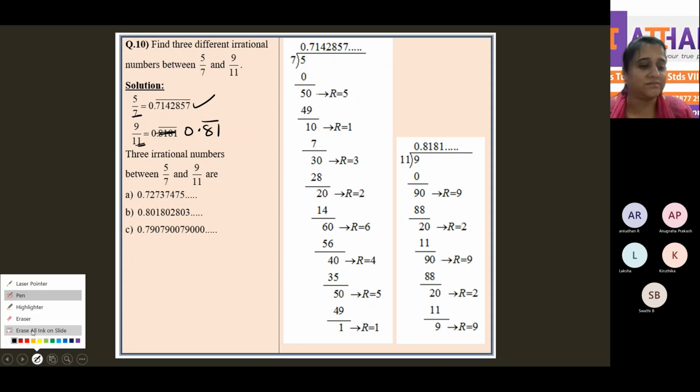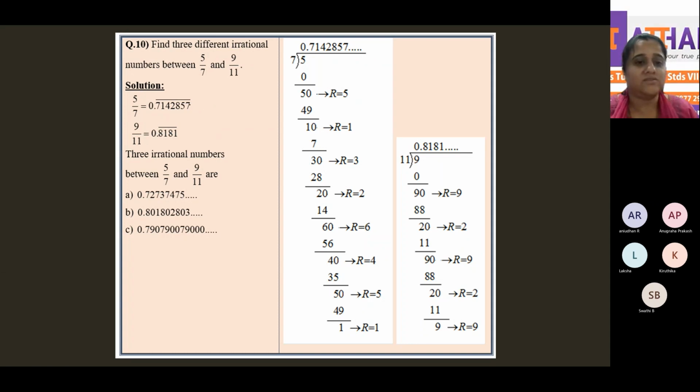It's 0.81 recurring. I'll correct it. I should take away this, children. It's 0.81 recurring, that's all. I'll write the correct thing here, 0.714285, that's all, recurring. Then this one is 0.81 recurring. You should not write that 81 again. Only once you should write and put a bar on it.